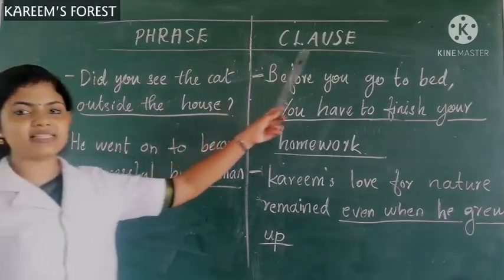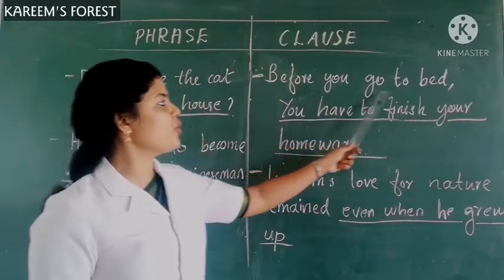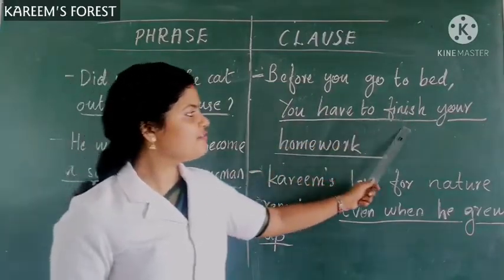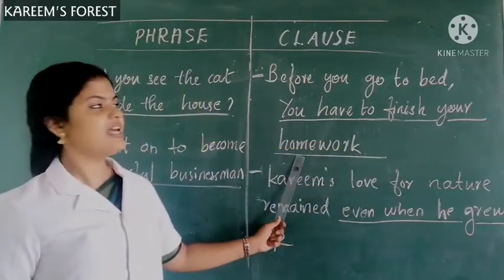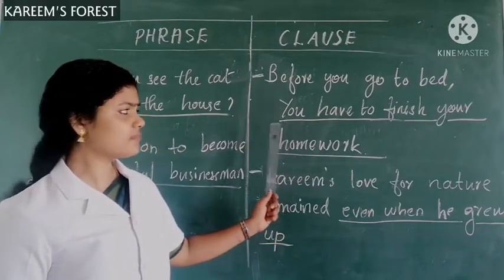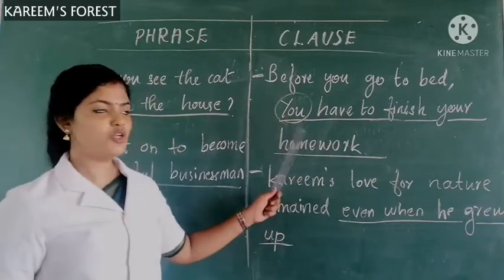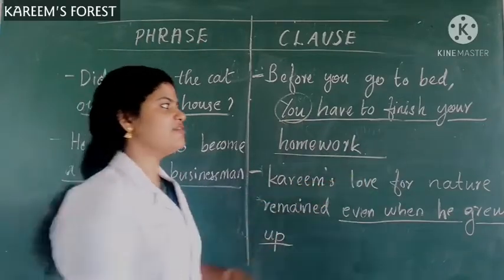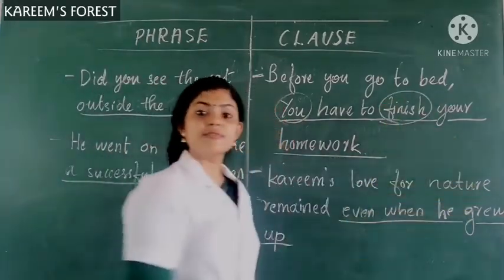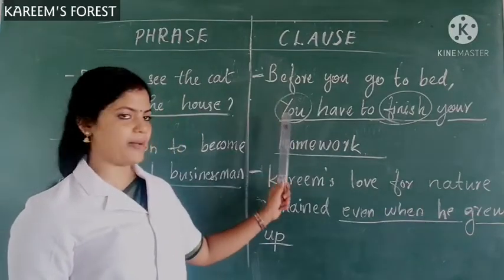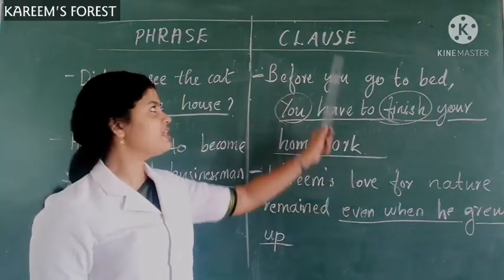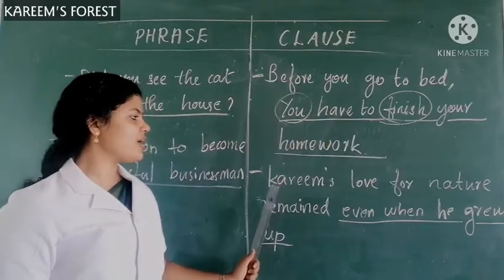Okay. Now let's see the example for clause. Before you go to bed, you have to finish your homework. In this sentence, you can see these underlined words. There is a subject, that is you. You have to finish. Finish is the verb. Okay. So there is a subject and a verb. So it is a clause.